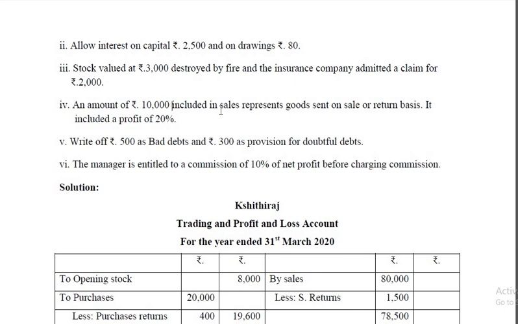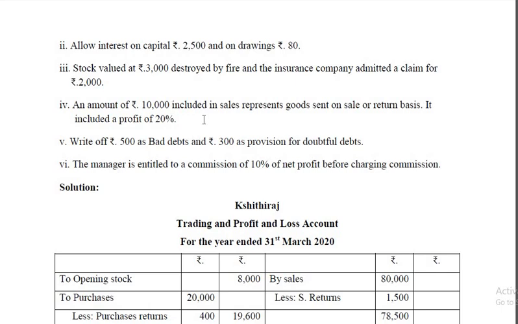So 20% of 10,000 is 2,000. So 10,000 minus 2,000 is equal to 8,000. Cost of the goods sent on sale or return basis is 8,000 after excluding profit. That should be added to closing stock. Closing stock appears in two places. One is the trading account, another one is an asset on the asset side of the balance sheet. So in both the places, that 8,000 rupees should be added to closing stock in the trading account as well as in the balance sheet.